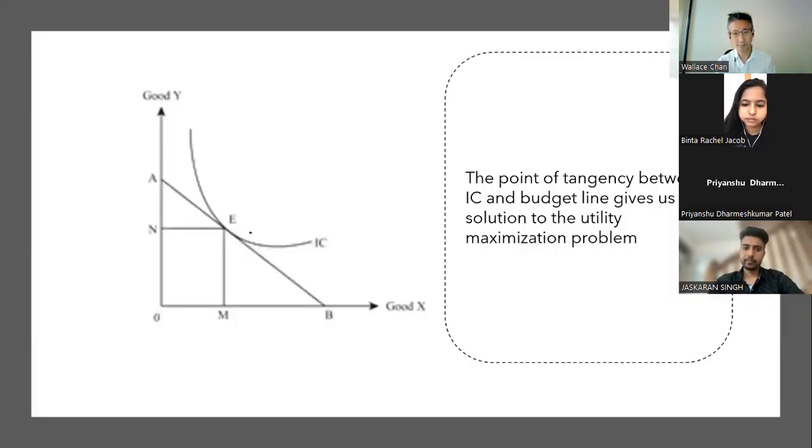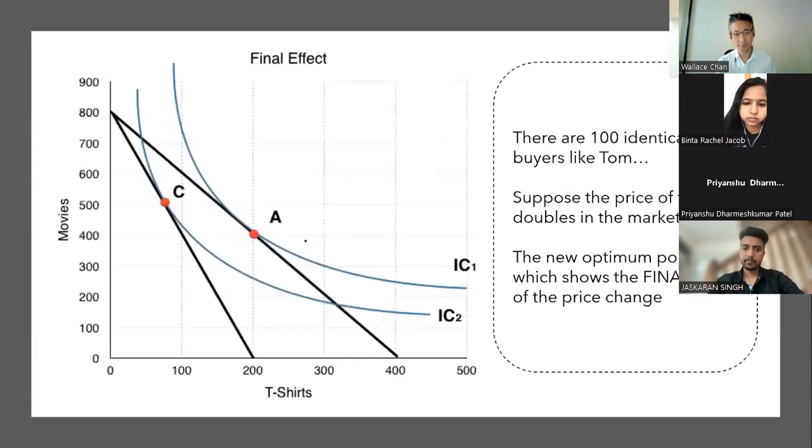So I already showed this to you, right? The point of tangency gives us the solution to this consumer choice problem, namely given a specific income and some prices, this is what Tom, who has to choose his utility maximizing choice, picks. Now suppose we have found this solution for Tom, and in the market there are people who are identical to Tom. So let's say there are 100 identical buyers to Tom, right?